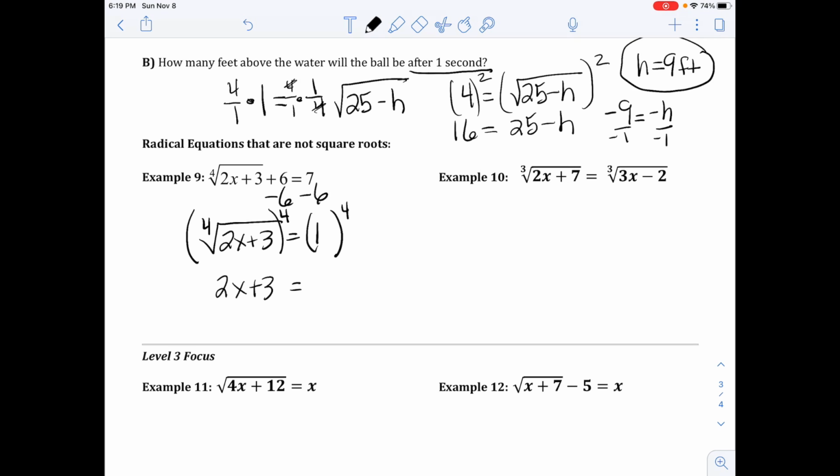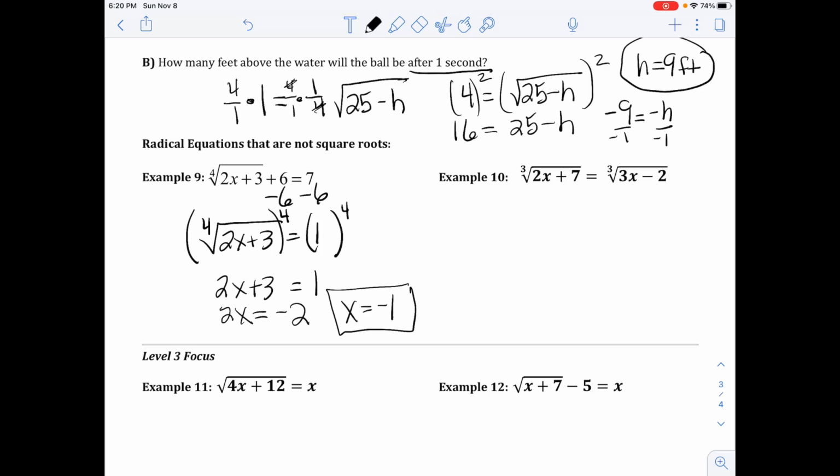On the right, 1 to the 4th is, of course, 1, because 1 multiplied by itself however many times is always 1. 2x equals negative 2, subtract the 3 over, x equals negative 1. And you have to do the same things that you did before in terms of testing your answer to see if it works or if it's extraneous. So if you plug negative 1 in, you're going to get 2 times negative 1, negative 2, plus 3 is 1. The 4th root of 1 is 1. Plus 6 is 7. And so it checks.